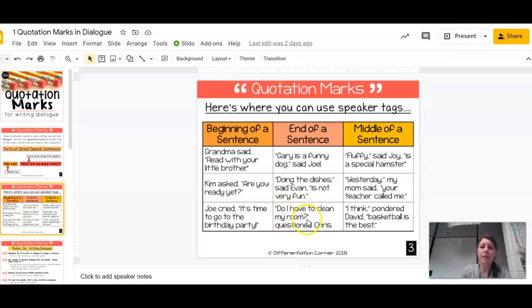"Do I have to clean my room?" questioned Chris. So this is a little bit different. This sentence ends with a question mark. So we don't have a comma like we do in the others. Here we have a comma. Okay, we do not use a comma here because it ends with a question mark. If it ends with a question mark or an exclamation point, you use that instead of the comma. It's a little tricky. It'll probably make more sense when we do some examples.